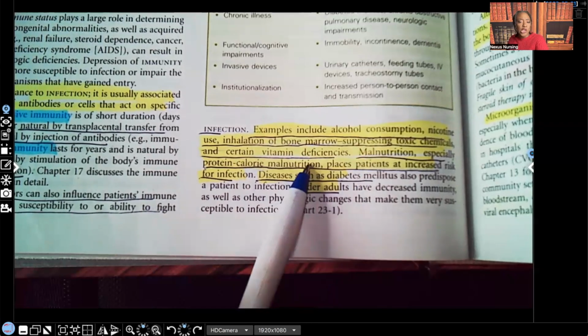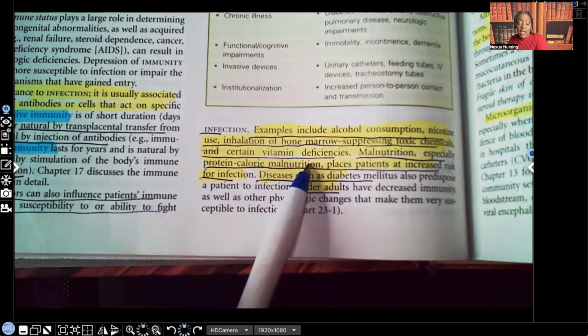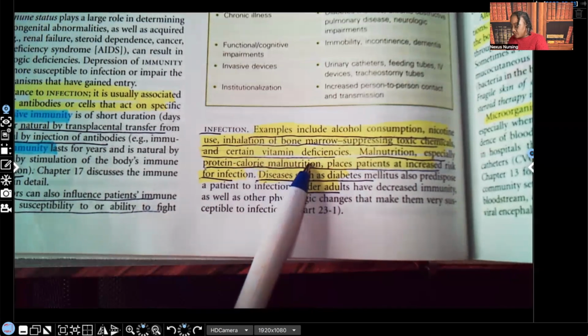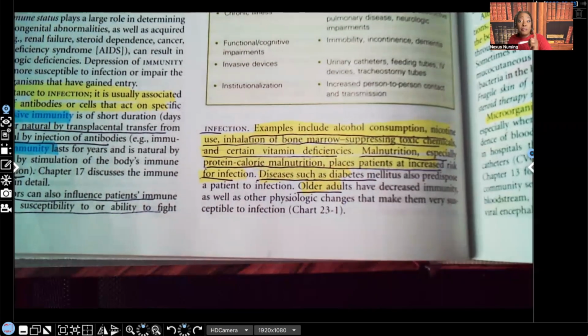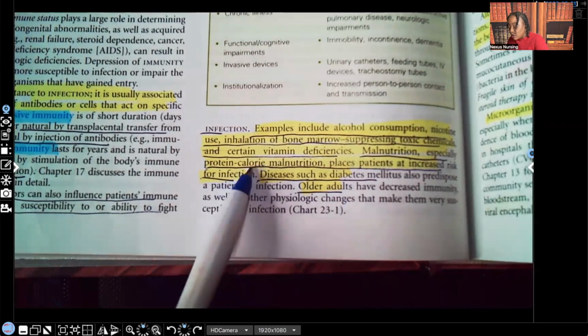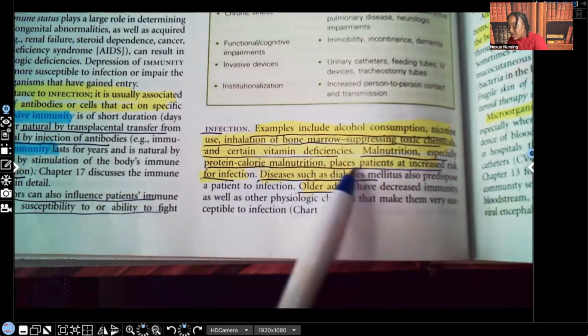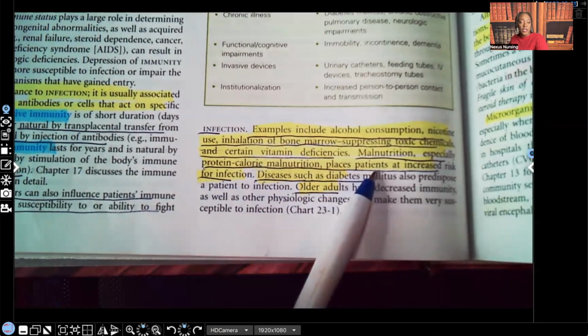Absolutely. Certain vitamin deficiencies. Easy one, the first one that comes to my mind is what? Vitamin C. Vitamin C helps you fight off infections. So if the patient has a deficiency of vitamin C, absolutely that can make them more prone to infections. Malnutrition, especially protein calorie malnutrition, places patients at increased risk of infection.